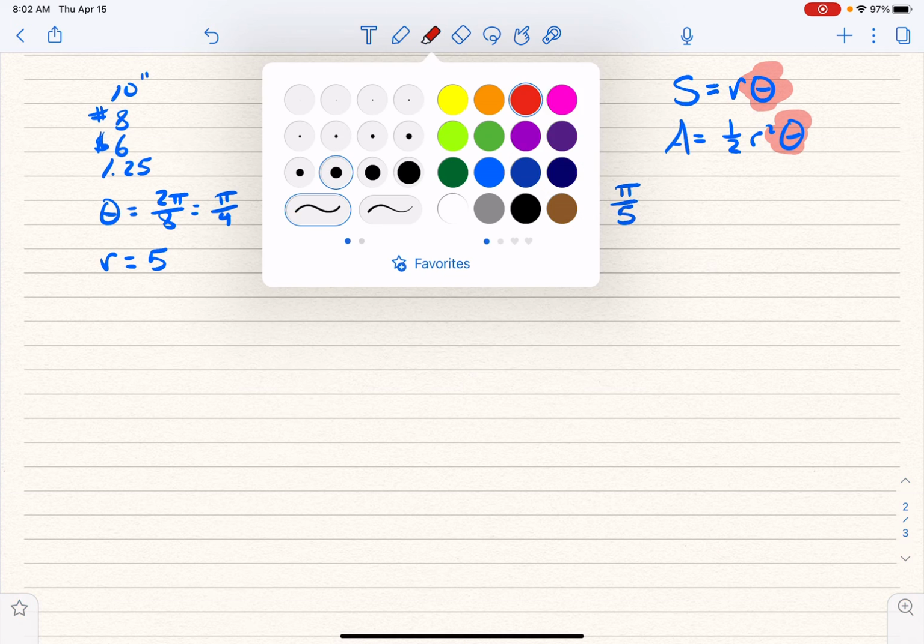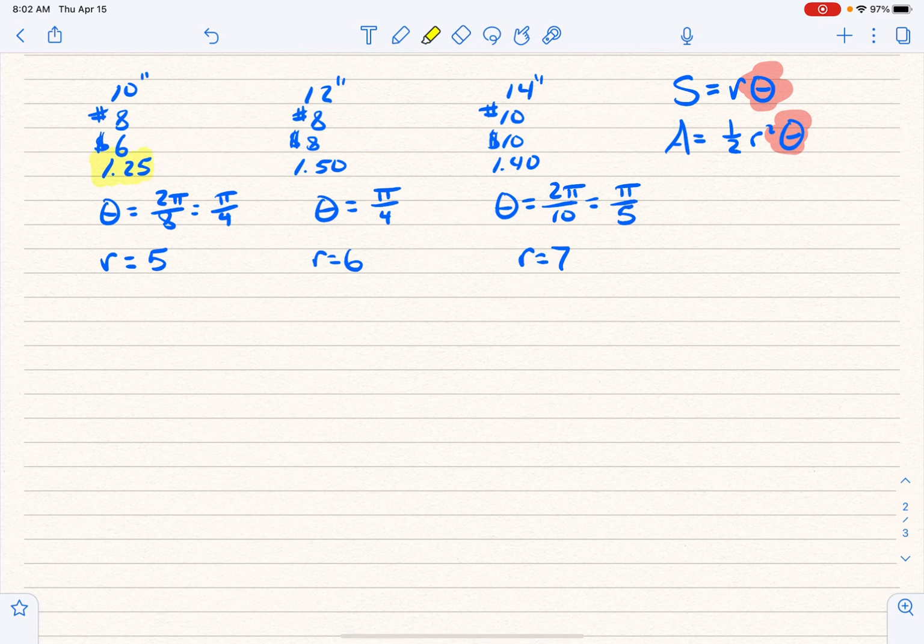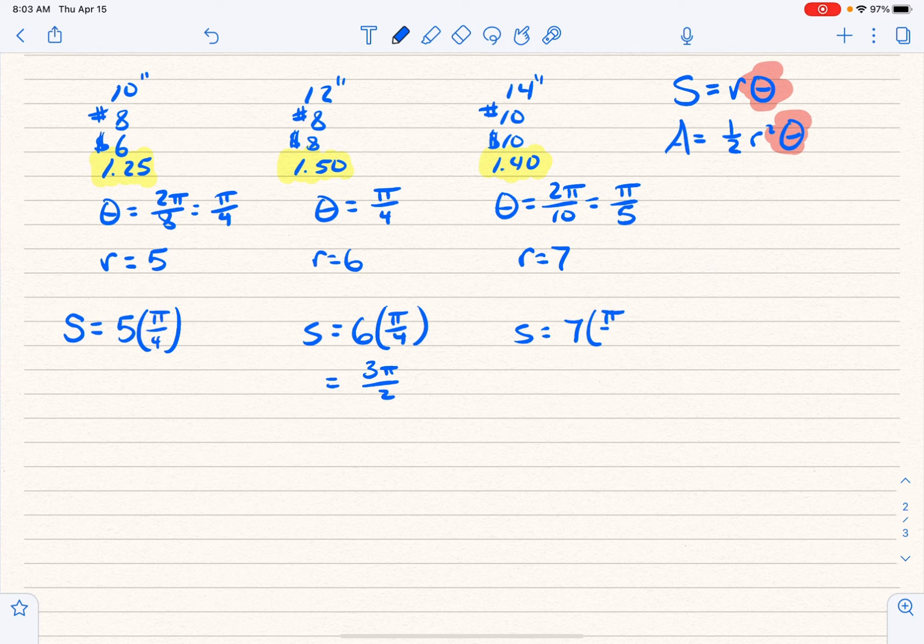And remember, right here I've got the cost of one piece of pizza. I give it to you. You don't even have to figure that part out. So first, let's figure out how long that crust is. That crust is going to be 5 times pi over 4. This crust is going to be 6 times pi over 4, which is the same thing as 3 pi over 2. And this one is going to be 7 times pi over 5, or 7 pi over 5. Okay?